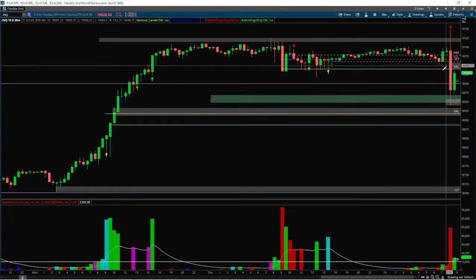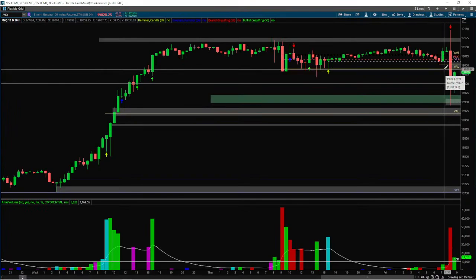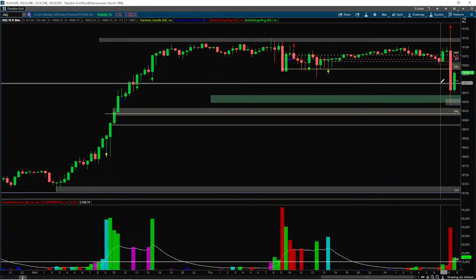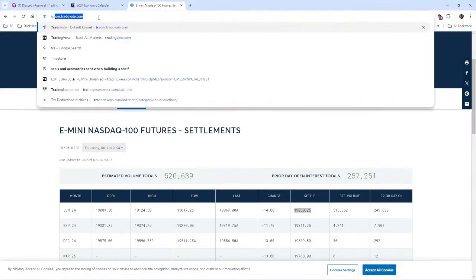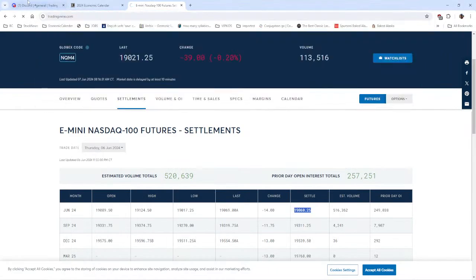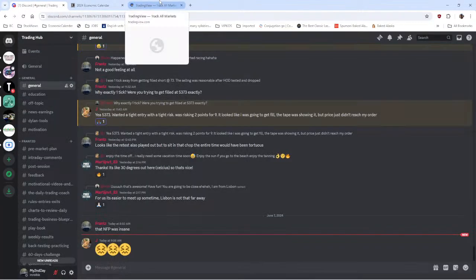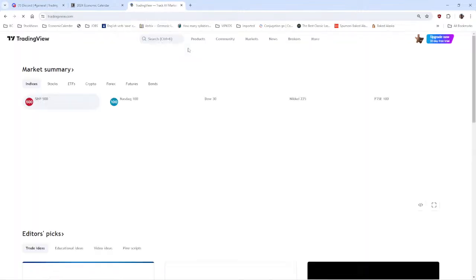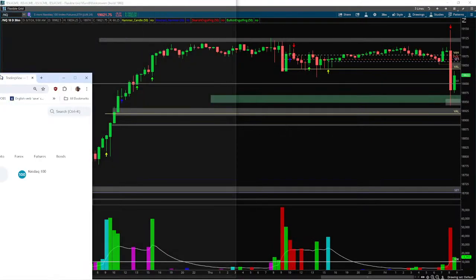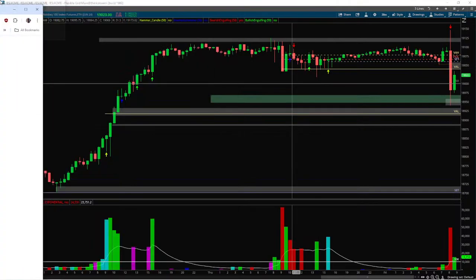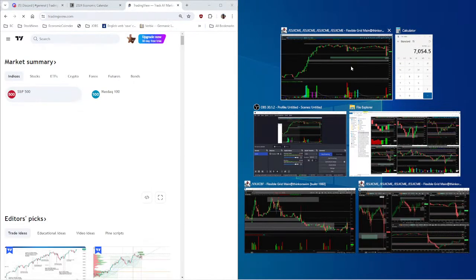And they're both, one is below value area low, the other one is inside value area low. So we'll look at what NQ is doing. All right, and then we also have our ADR levels. Went to TradingView. Okay. Let's do that. Let's see it. Let's do this.